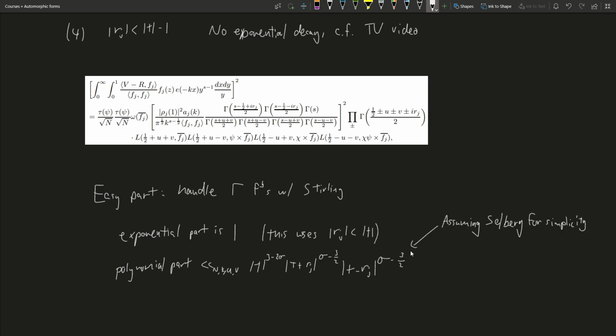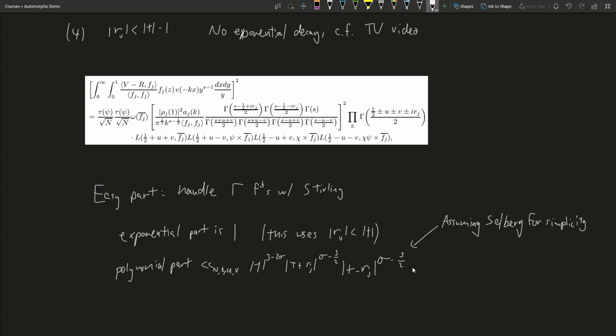You could do this without assuming the Selberg eigenvalue conjecture, and then you get maybe a theta, which represents the best progress towards the Selberg eigenvalue conjecture. I think it'd be 7/64ths as of the time of this video in this exponent. But anyway, I'm going to assume the Selberg eigenvalue conjecture, just so I can write it this way.